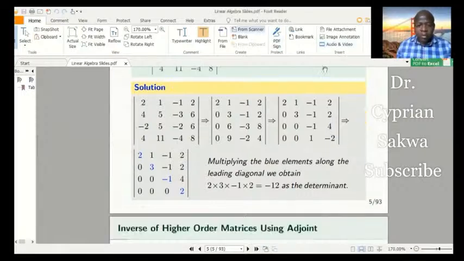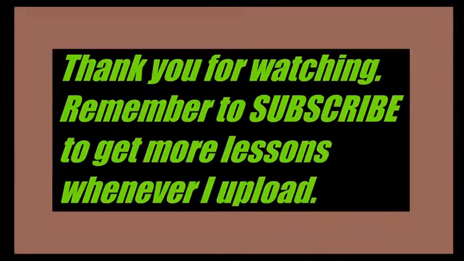So, and that is how we get the determinant of higher order matrices by row reduction. Now, so those are the ways of finding determinants of higher order matrices. Let's now focus on how to find the inverse of higher order matrices, and we begin by the method of adjoint. So how do you find an inverse of higher order matrix by method of adjoint?